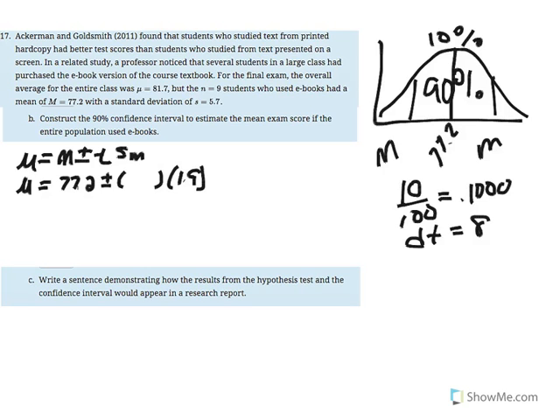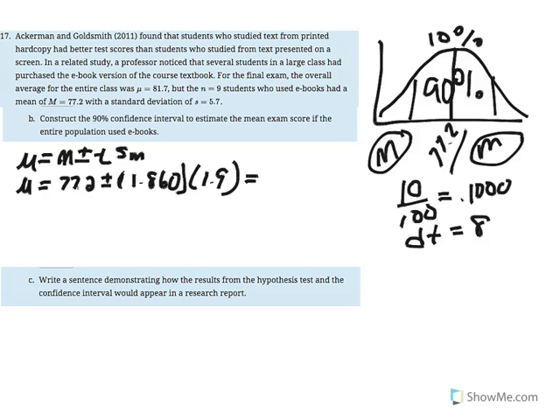Okay, so we've determined that our t is equal to 1.860. And I'm just going to rewrite that because that's a little hard to see. 1.860 multiplied by our estimated standard error of 1.9. So again, we're calculating two values, one below the sample mean and one above the sample mean. So we take our calculators and we'll do the value on the high end first. So 1.860 multiplied by 1.9 added to 77.2, and we should get a value of 80.734.